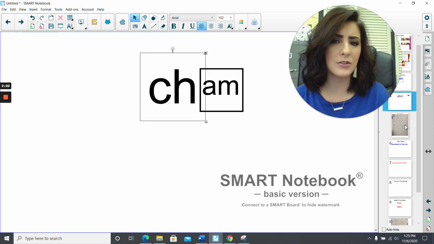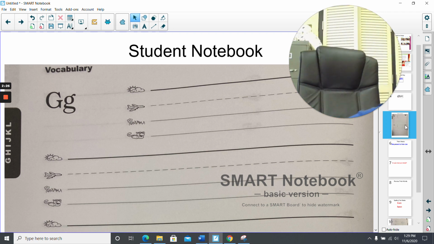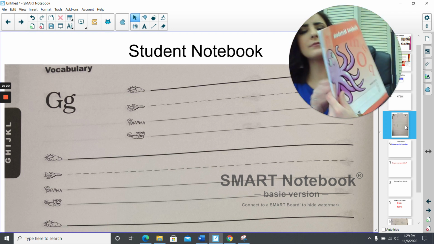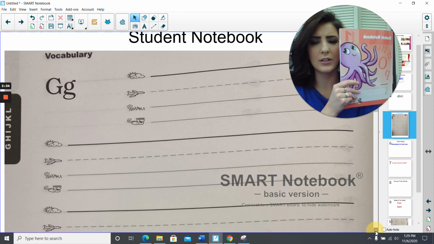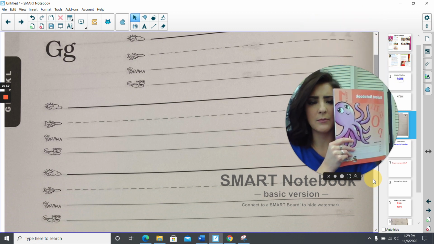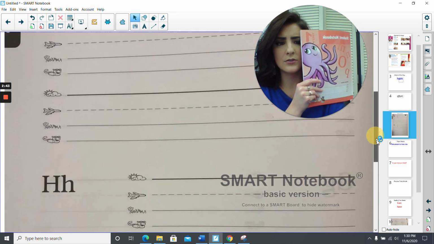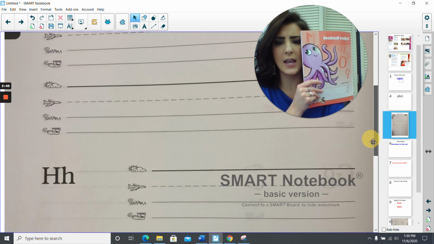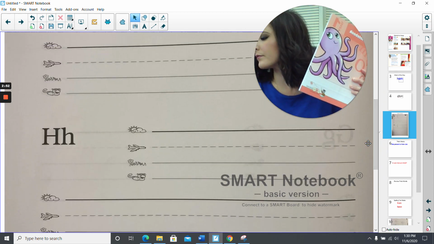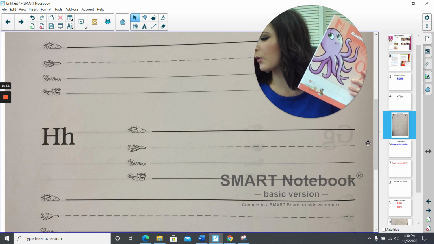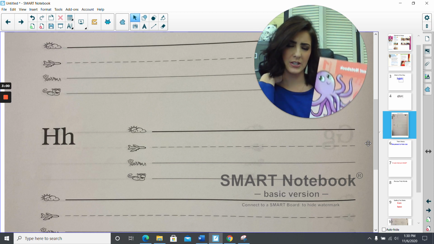All right, so what I would like you to do next, boys and girls, is get out your octopus book. Let me find mine. Here we go. You are going to go into the vocabulary section. Let me check the page number. There we go. You're going to be on page 38, and we are going to enter our word of the day, which is ham.